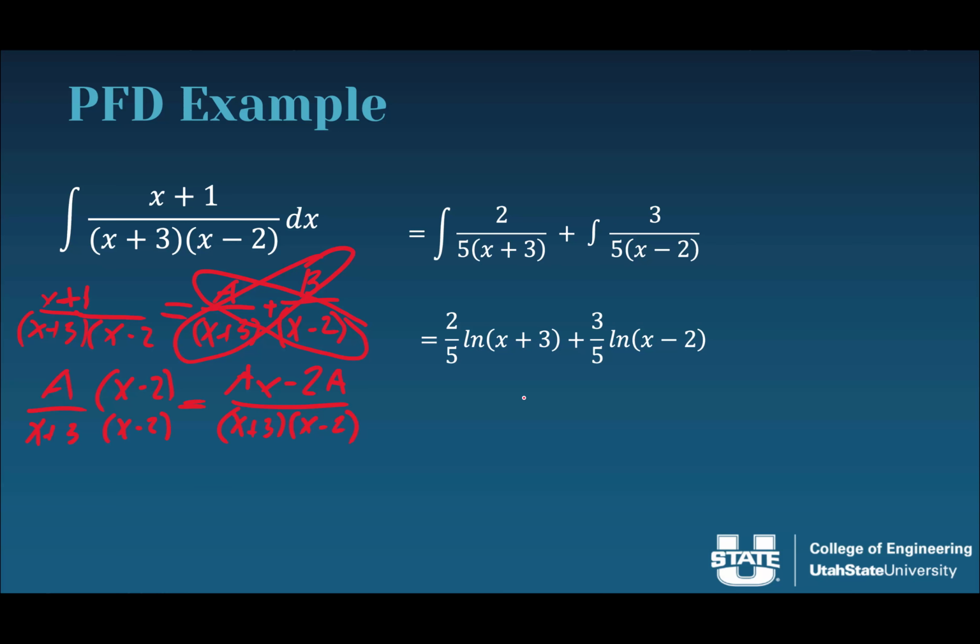Cool? Everybody following so far? All right, cool. Same thing, but now we're going to do it with the b. So we're going to have b over x minus 2, and we're going to multiply that by x plus 3 on both the numerator and the denominator.